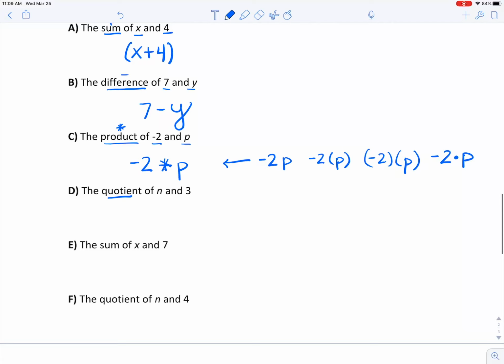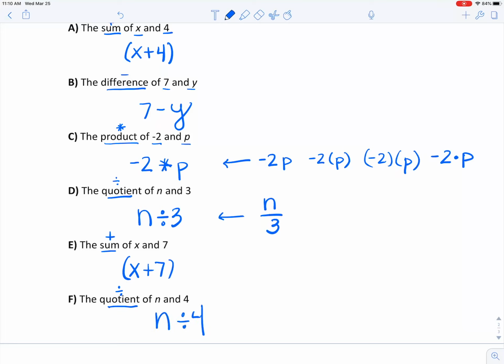Letter D, it says the quotient of n and 3. Quotient means division. So we have n divided by 3. Or I mentioned above another way you could write that is n over 3. Means the same thing. The sum of x and 7, sum means addition. So x plus 7, and just to kind of get us in that habit, we're going to put parentheses around it. And the quotient. Quotient means division. So we have n divided by 4.